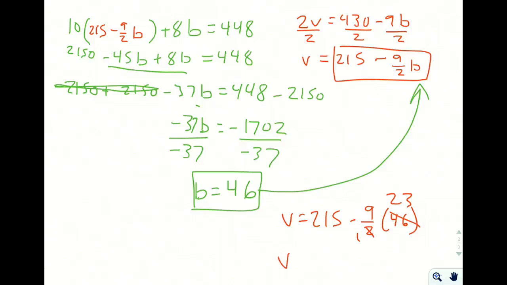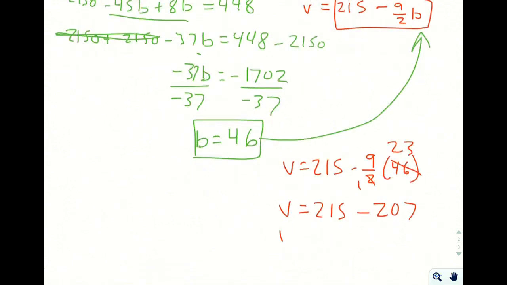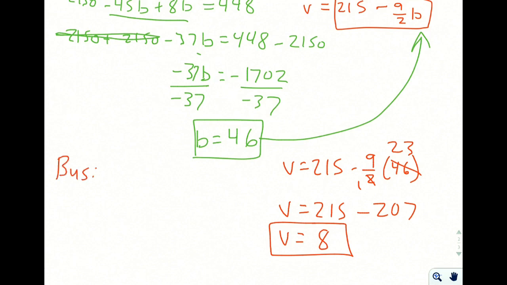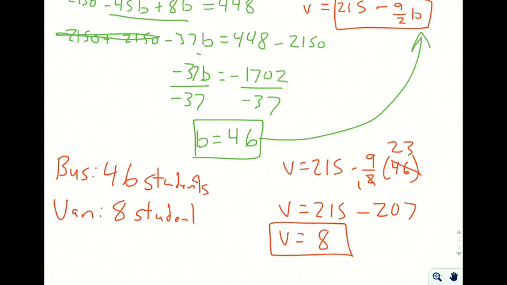So I really have v is equal to 215 minus, and solve that how you like, but that's going to come out to 207. And you keep working through, and that's going to equal 8. So what we know now, going back all the way to our original problem, is each bus contains 46 students, and each van contains 8 students. And that was what we were asked to solve.